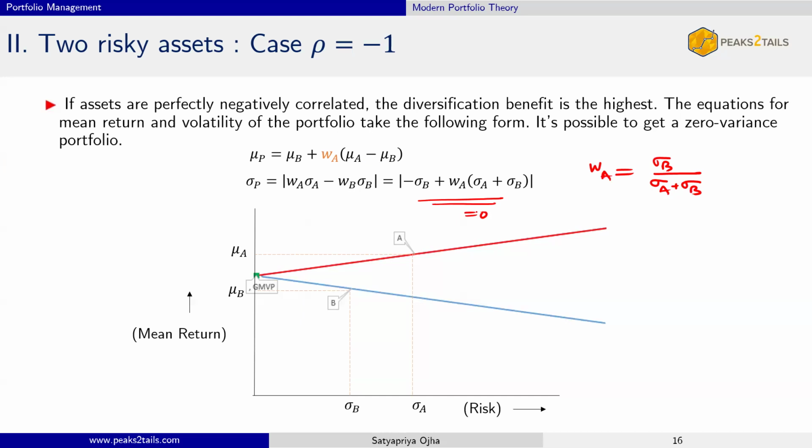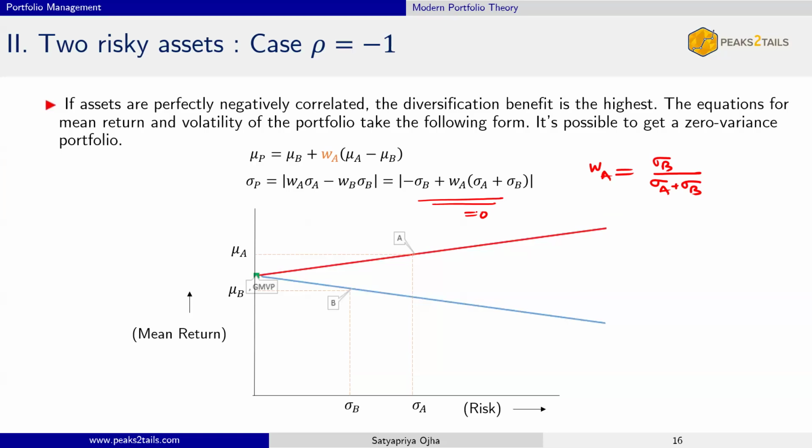But this is much better than the previous one. Why? Who can tell me? Getting a zero variance portfolio in case of rho equal to minus 1 is a much better portfolio than the other zero variance portfolio which we had in case of rho equal to plus 1. Why? So Pnil says correctly, we are getting it without shorting. Yes.